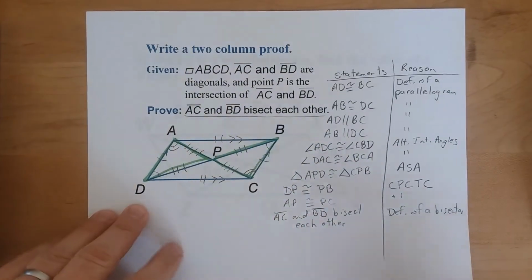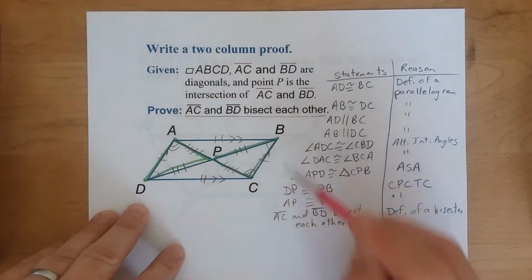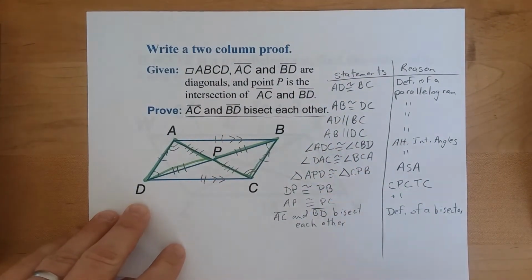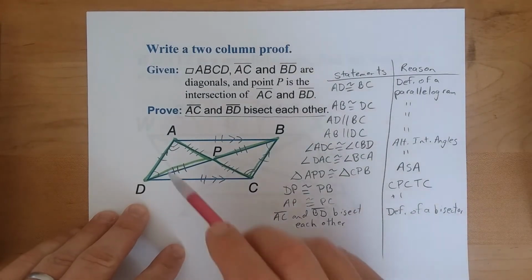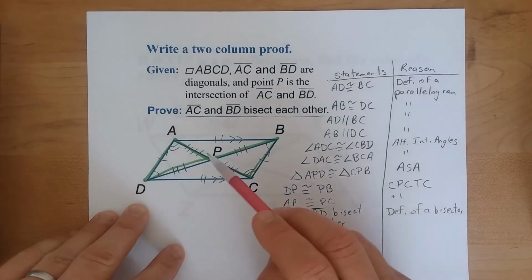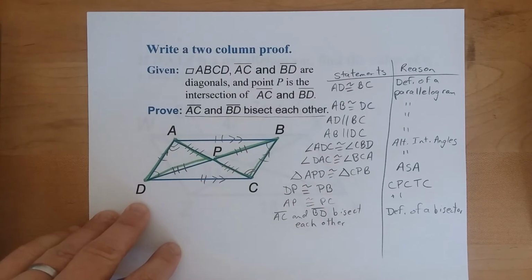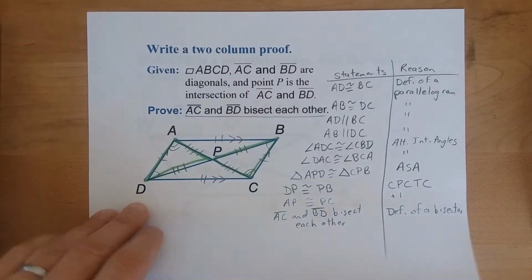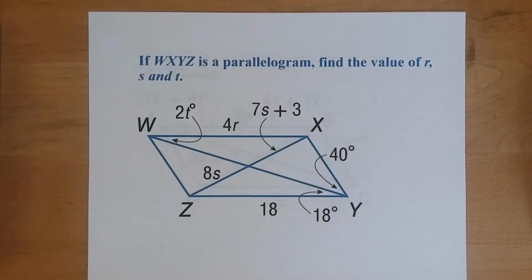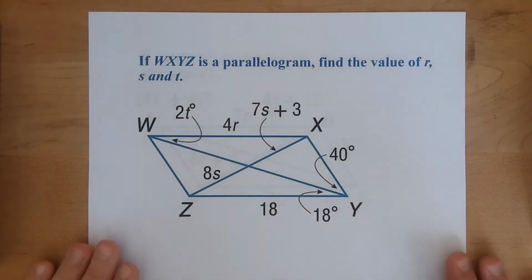That's one of the more involved two-column proofs that we'll do. But it's good to know that when we have these theorems and definitions, we can prove them, and a lot of it builds on everything we've already learned here in terms of congruent triangles and parallel lines. All right, let's do a couple of other problems.